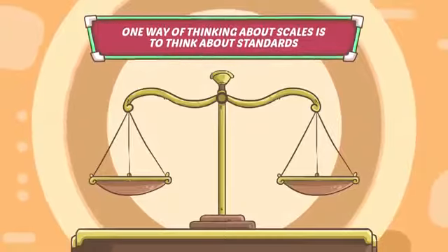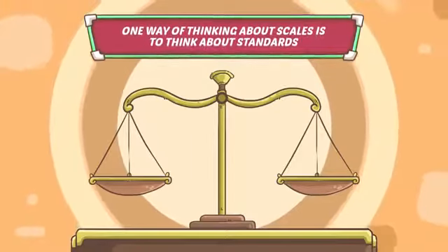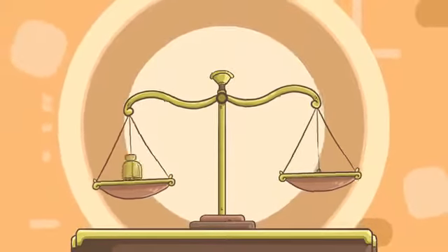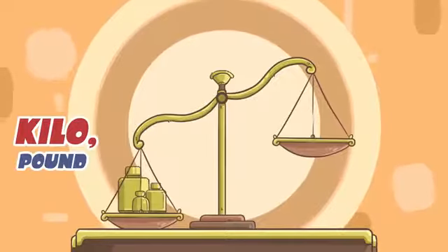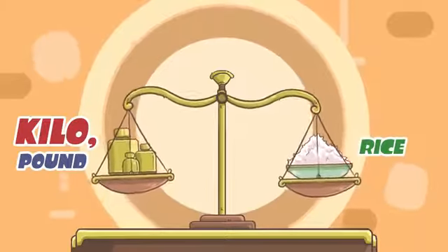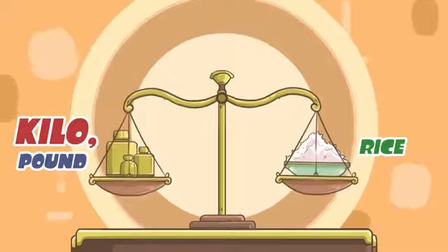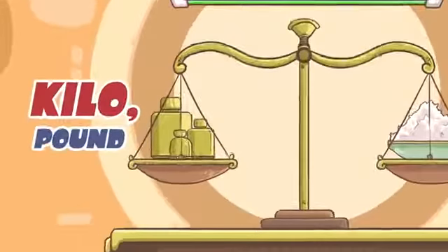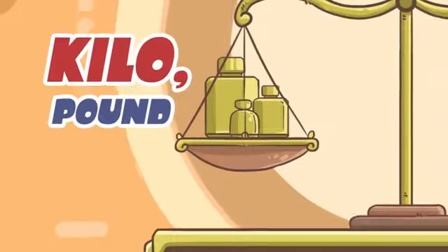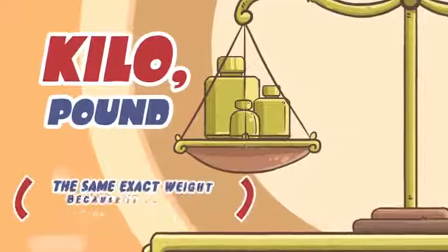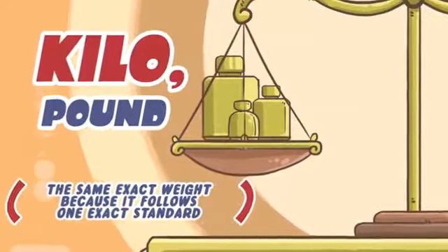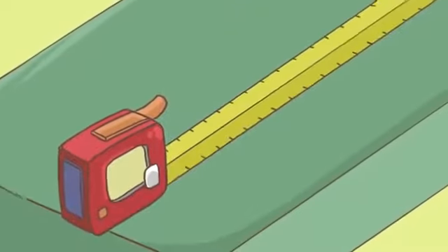One way of thinking about scales is to think about standards. For example, back in the day, you put a kilo or a pound or whatever it is on one side, then you put the rice on the other side. And as soon as they balance out, that means this equaled this standard. But that kilo, wherever you go, or that pound, wherever you go, is the same exact weight because it follows one exact standard. The same thing happens with measurement, right?